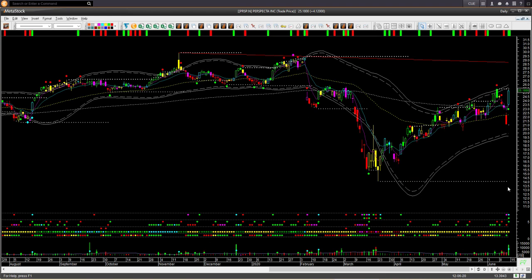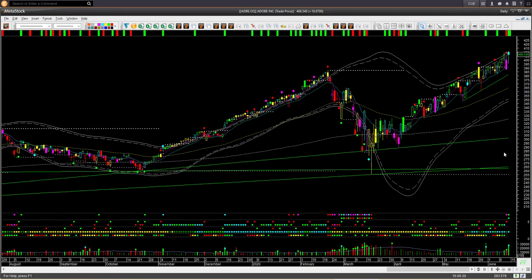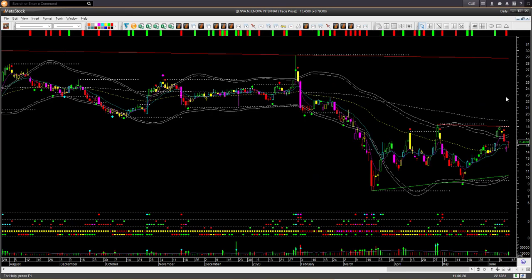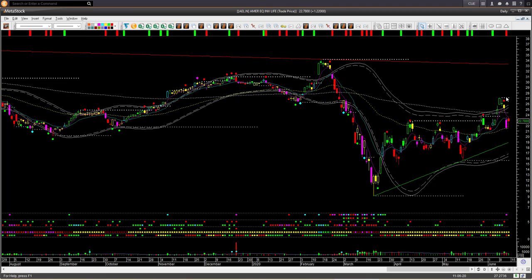PRSP, it is bullish on Friday. Traffic light color is also bullish, however, too close to the upper boundary level to take a long trade now. Adobe, bullish on Friday, however, too close to the upper boundary level to take a long trade. ENVA, bearish candle color on Friday, no long trade setup. AEL, same.